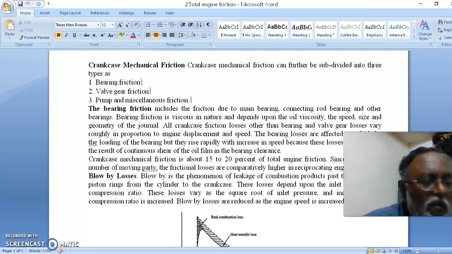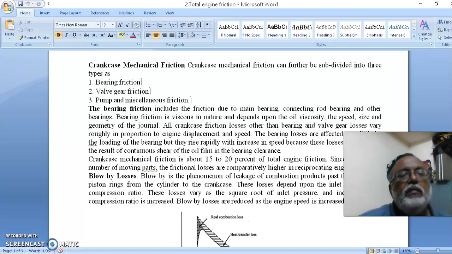So, we can think about the bearing losses. Okay, we can avoid the bearing losses.